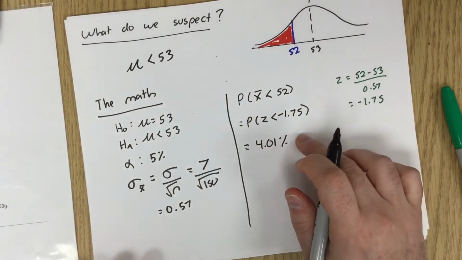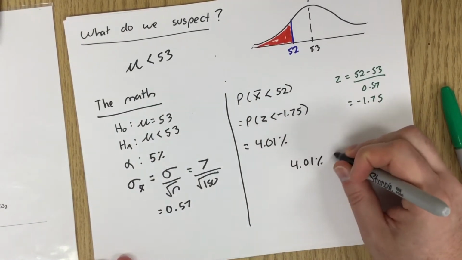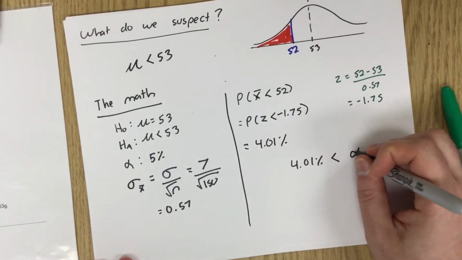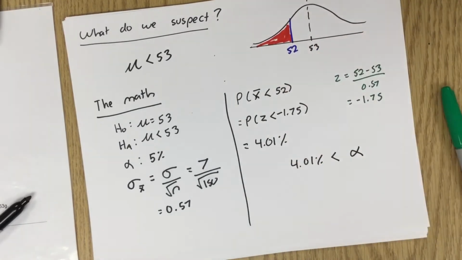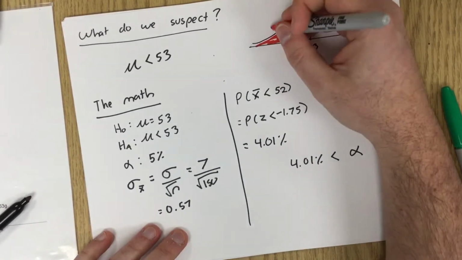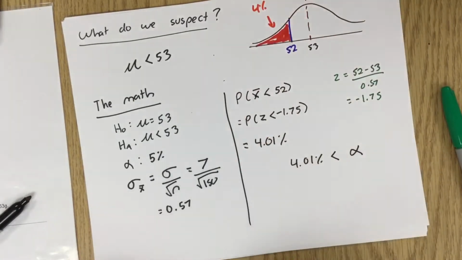And then we compare. 4.01% is in fact less than our alpha. So if the company was telling the truth, the probability of having 150 bars with a weight less than 52 would only be about 4%, which is less than 5%. So they're probably lying, and we could be 95% confident that they're lying.